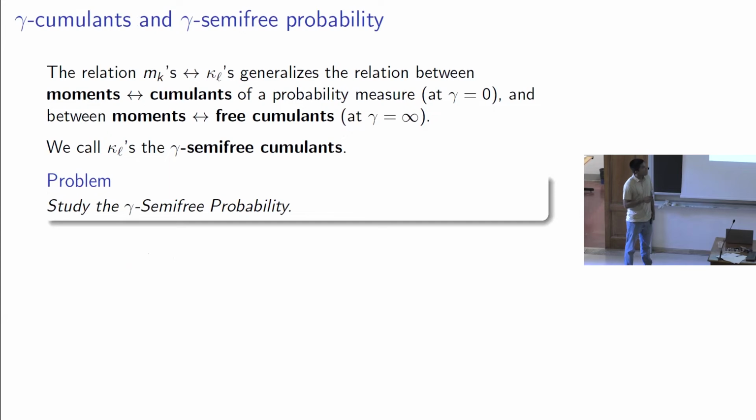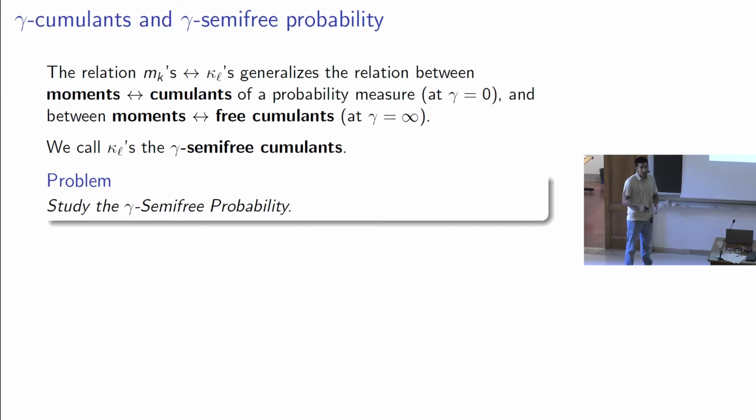And the reason for that is because if gamma is equal to 0, the relations that I had here, remember the first 4 relations that I wrote? They're the same as the relations between moments and cumulants of a probability measure, right? So if gamma is equal to 0, the limiting measure had moments m_k and cumulants kappa_l, okay? If gamma is equal to infinity, you need to make a small modification, but those relations are also the same as the relation between moments and free cumulants.